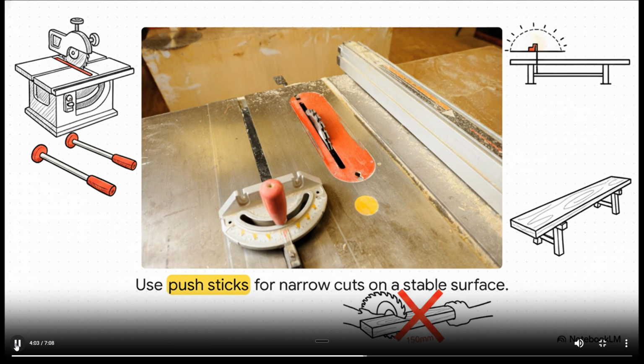And here is your golden rule. Keep your hands at least 150 millimeters away from the blade at all times. Doing a narrow cut, you must use a push stick. Feed the material nice and steady once the saw is up to full speed, and always make sure long stock is properly supported on the outfeed.